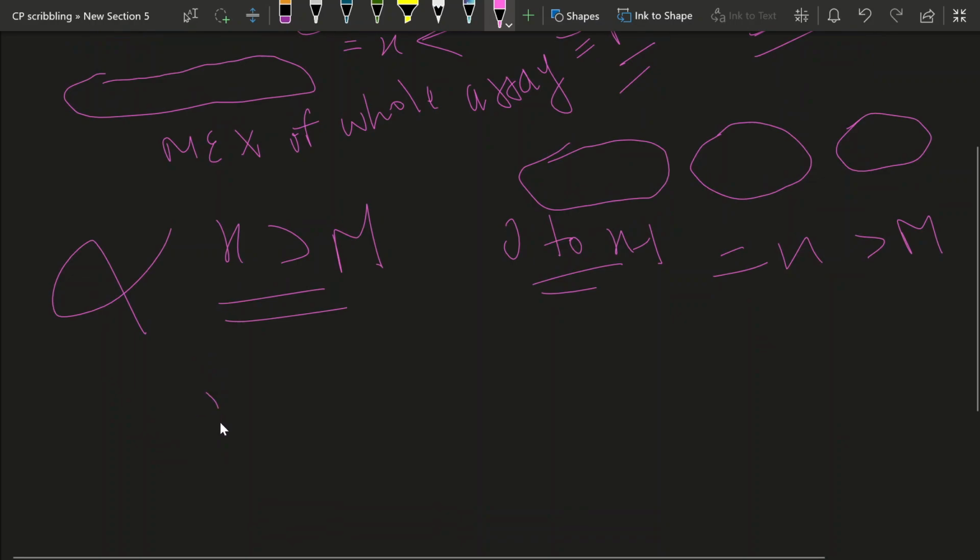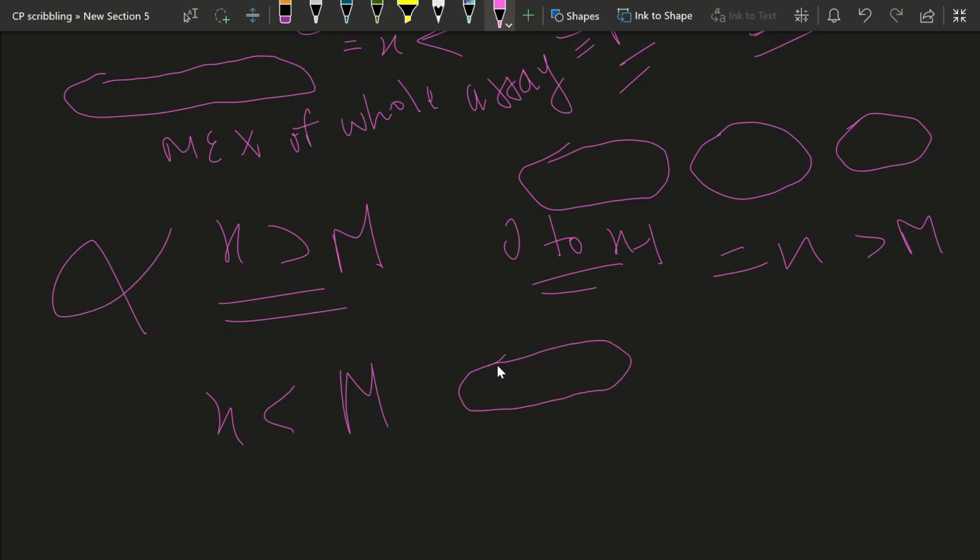Now let's consider the case x is less than m, and let's try to contradict this as well. So what you'll have is, let's say you divide your... how should I put it?